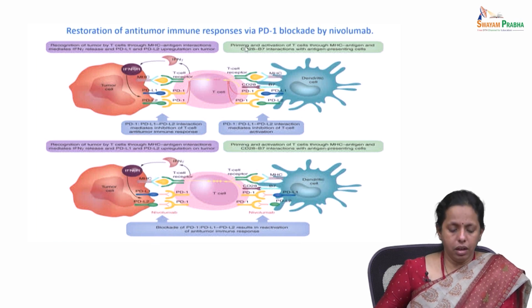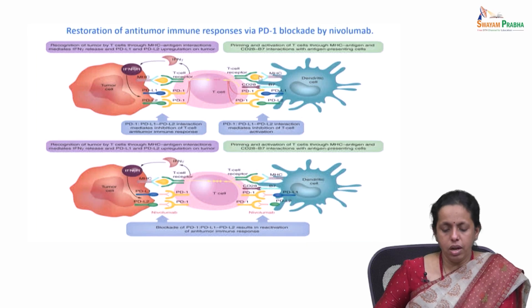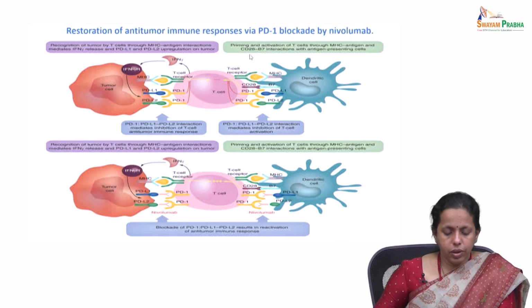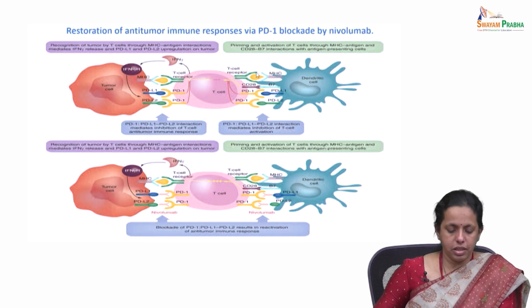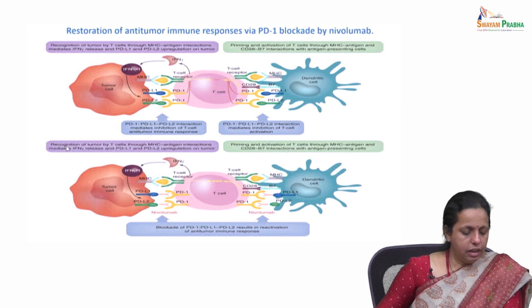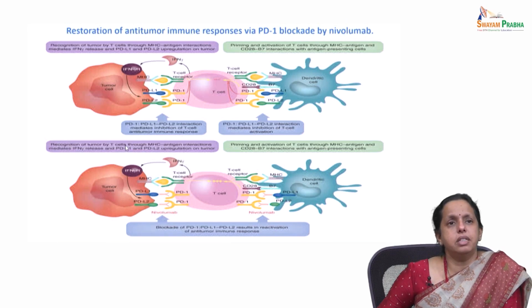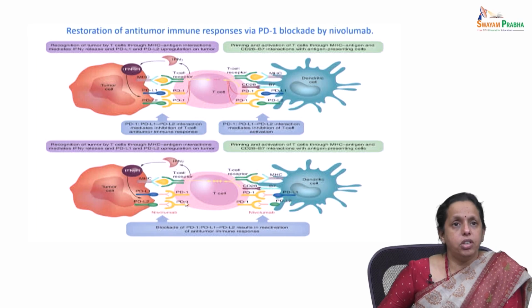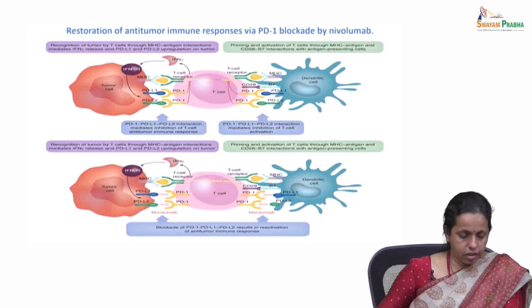Then here you have the priming and activation of T cells through your MHC antigen and CD28 B7 interactions with your antigen presenting cells. See here how it happens. This also inhibits your T cell activation. The T cell anti-tumor response is inhibited and your T cell activation is inhibited. Then you have the recognition of tumor by T cells through MHC antigens, which mediates your IFN gamma release and PD-L1 and PD-L2 upregulation on your tumor here. Can you see this? See how it happens here also.